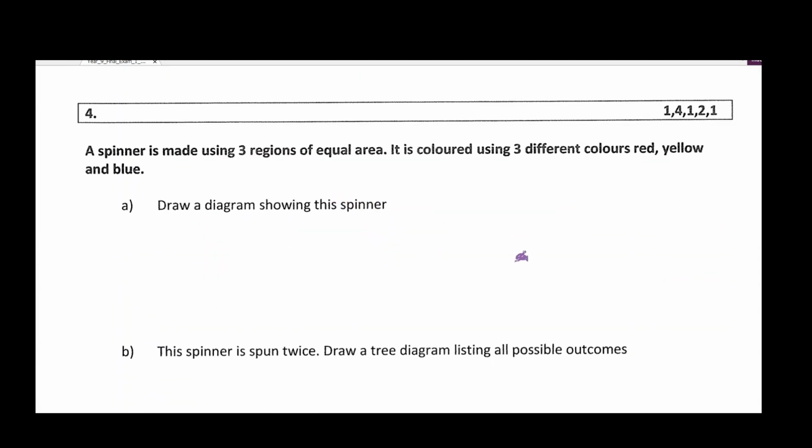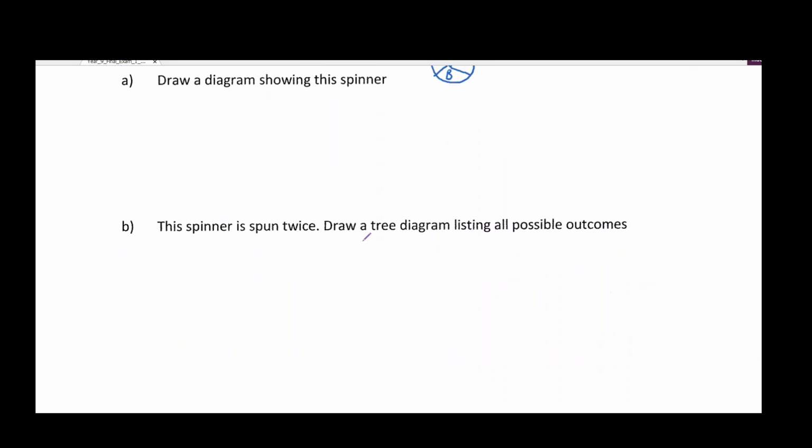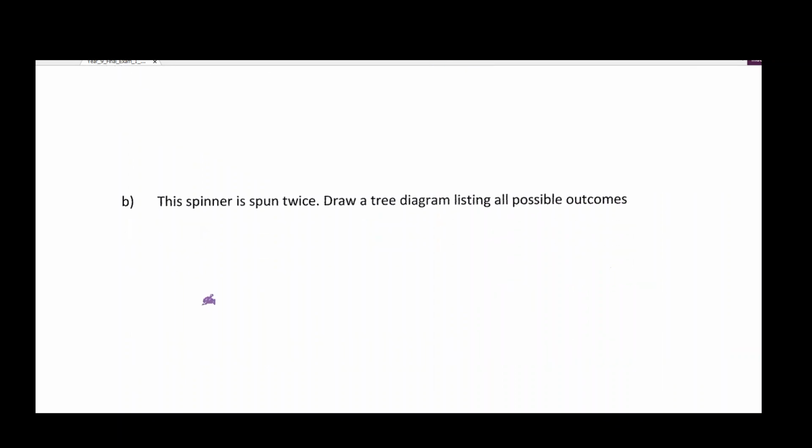Number 4. A spinner is made using 3 regions of equal area. It is colored using 3 different colors, red, yellow, and blue. Draw a diagram to show the spinner. So here we've got a diagram. It's split 3 ways. Okay, 3 equal sections. So we've got red, yellow, and blue. Okay, there it is. The spinner is spun twice. Draw a tree diagram listing all the possible outcomes.